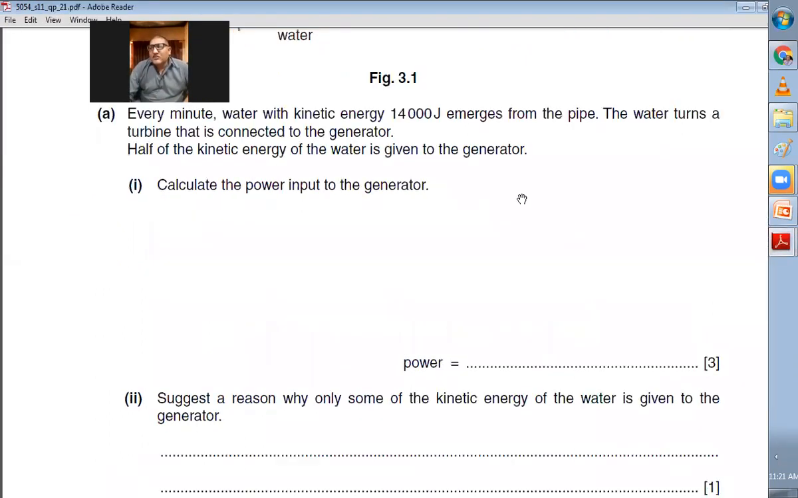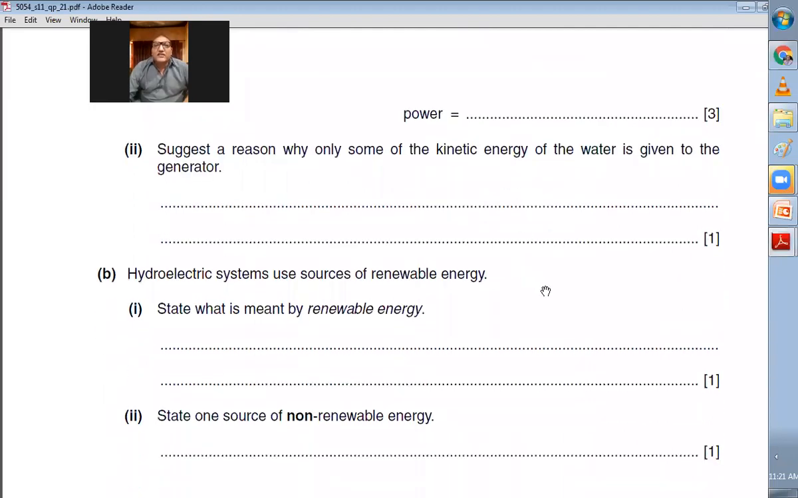So let's move to the next question, and the next question is, that's the reason why only some of the kinetic energy of water is given to the generator. How do we know that? Because the water which is coming out of the turbine, after turning the turbine, still has a lot of speed in it. It means that the water which entered the turbine has a lot of speed in it, so it has a lot of kinetic energy. But if you look at the water coming out of the turbine, after rotating the turbine blades, you will see that it still has very high speed. So it means it has not given all its kinetic energy to the generator.